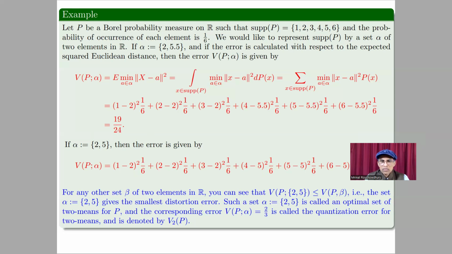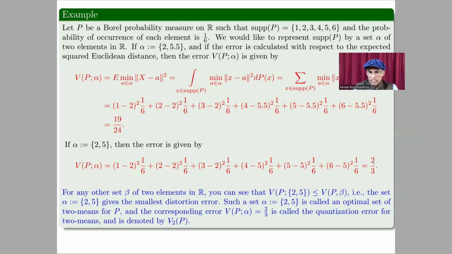Now suppose you would like to represent these 6 elements by these 2 elements, 2 and 5, then if you calculate the error using the same formula, the error comes 2 over 3. For any other set beta of 2 elements in R, you can see this error, that means 2 over 3, is less than or equal to V_P(beta). That is, the set which contains 2 elements, 2 and 5, gives the smallest distortion error. Such a set alpha, which is the set {2, 5}, is called an optimal set of 2 means for P, and the corresponding error 2 over 3, which is the smallest error, is called the quantization error for 2 means and is denoted by V_2(P).